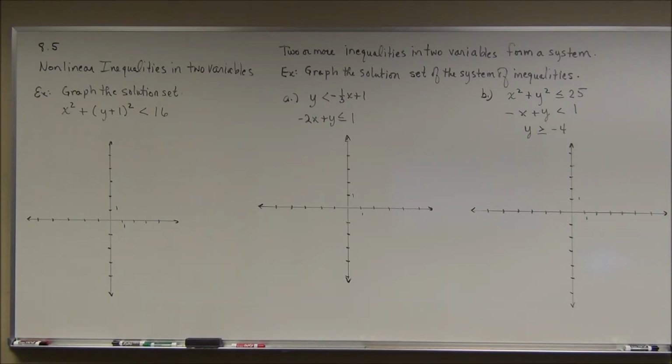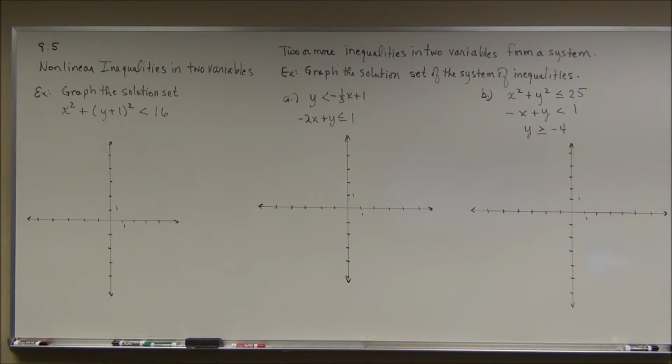Okay, we're getting back into our inequalities in two variables. And instead of looking at just the linear ones, we'll look at some that might be nonlinear. And that's the first example that I have here. Now we're going to approach it the same way. We're going to look at it as if it was an equation.